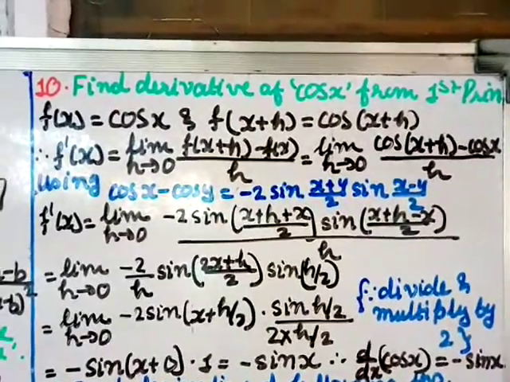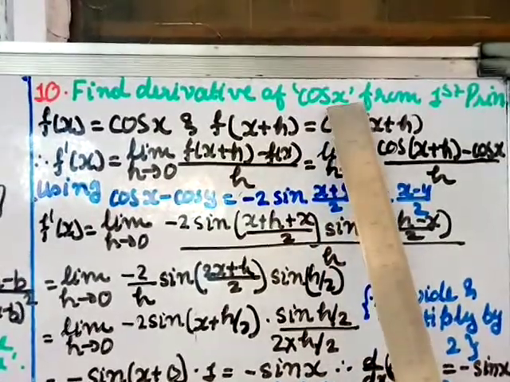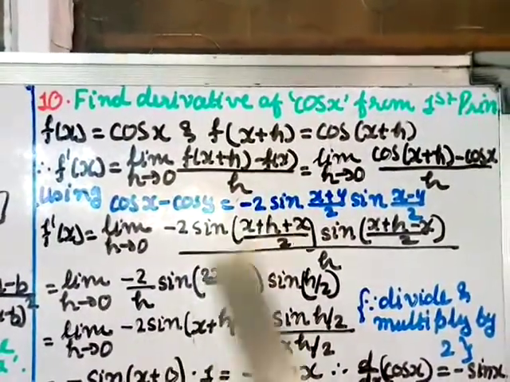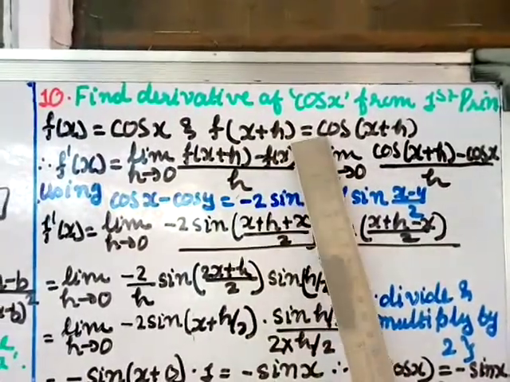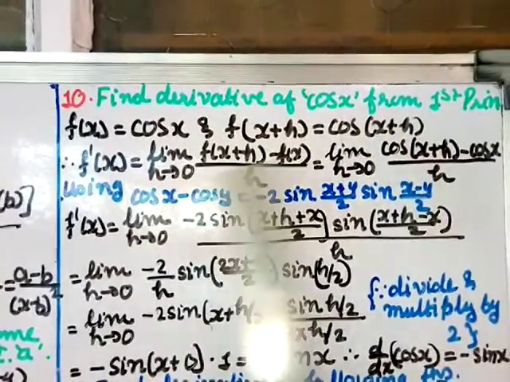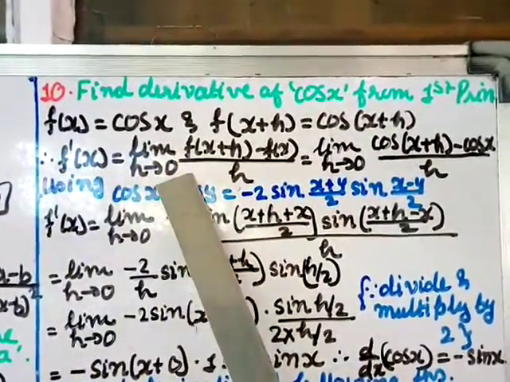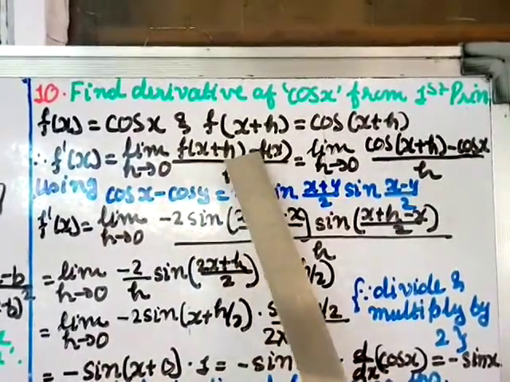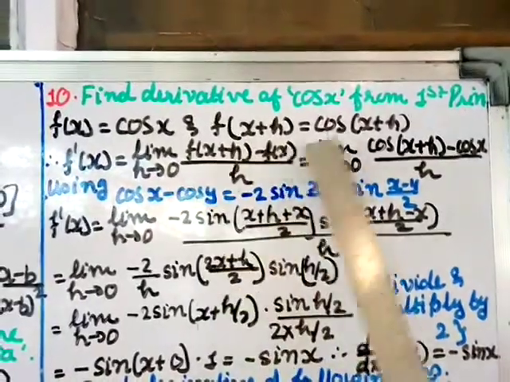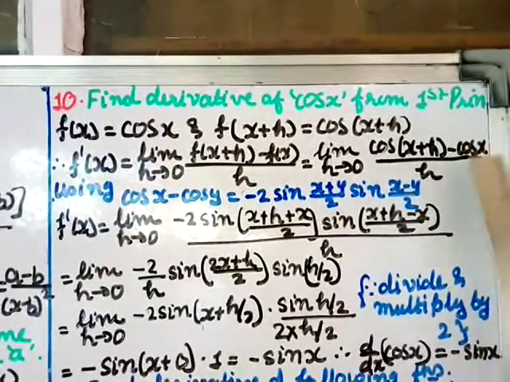Question number 10. Find the derivative of cos x from first principle. Call this as the function f x. So let f x is equal to cos x. Then for first derivative we require f of x plus h. So f of x plus h will be, instead of x you put x plus h, so cos x plus h. Now by first principle the formula is f dash x equal to limit h tends to 0 f of x plus h minus f x by h, equal to limit h tends to 0, put the value. This value is this one, cos x plus h, minus f x is this much, cos x, by h.